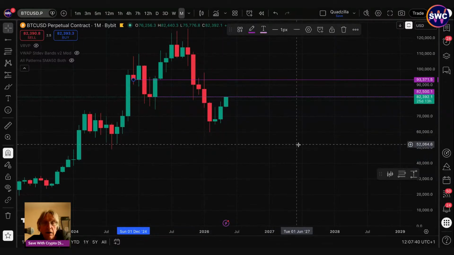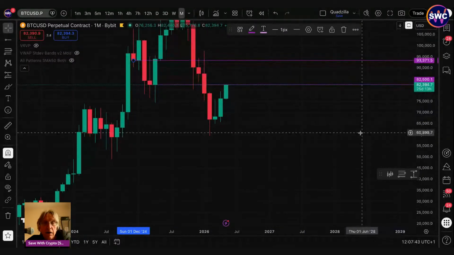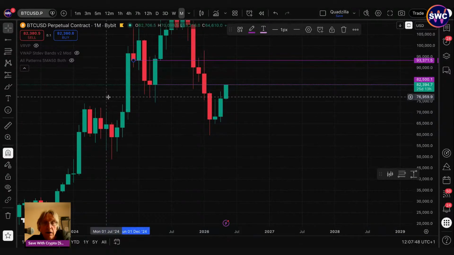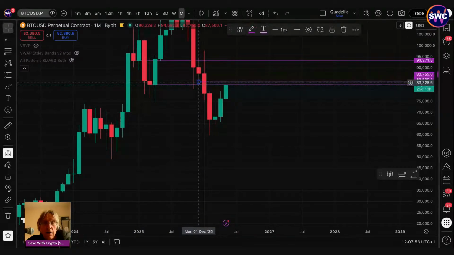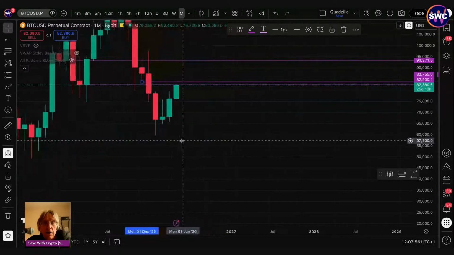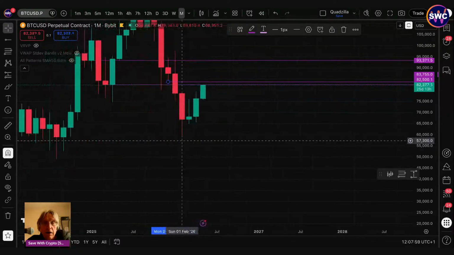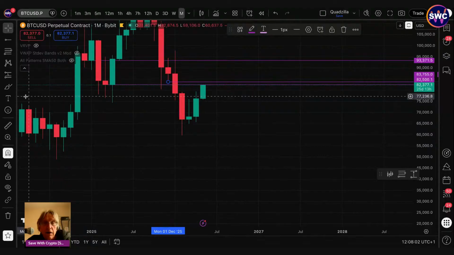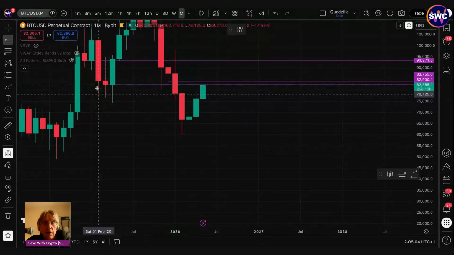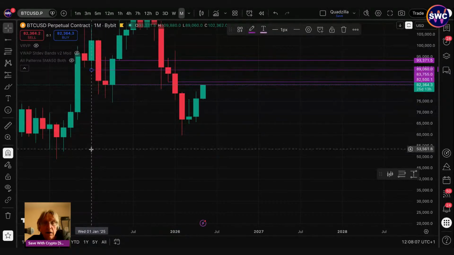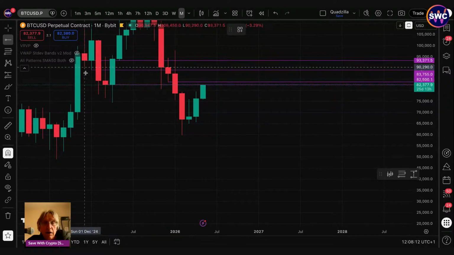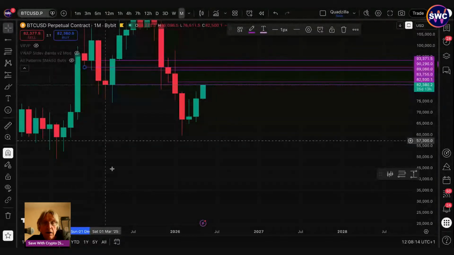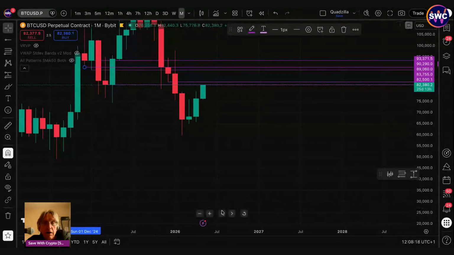So you can see here on the monthly, there's not that much. I suppose what we've got as well is this wick here from December last year. That was the low of December. That might be relevant. Other than that, that's about it, unless we want to put in these higher ones here, like that wick there, that's up at 89. And then there's one here, which is 90K or whatever. Okay, so that's what we can see on the monthly.